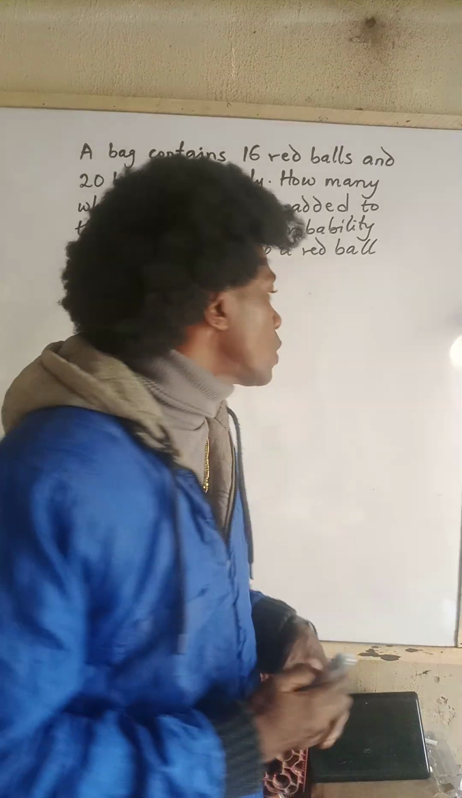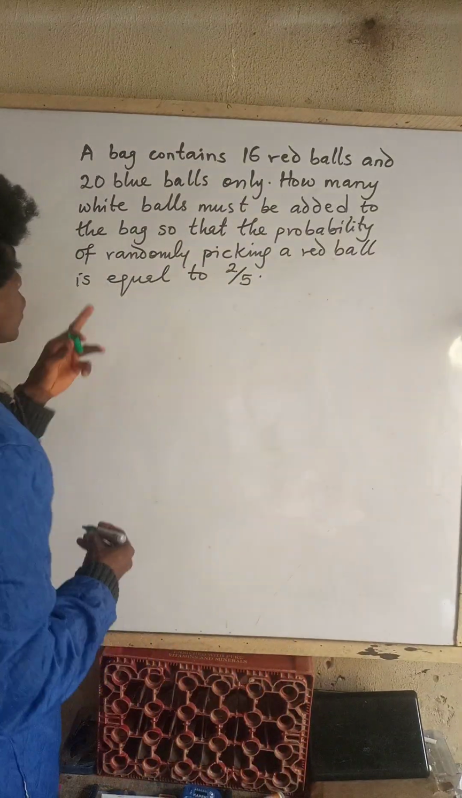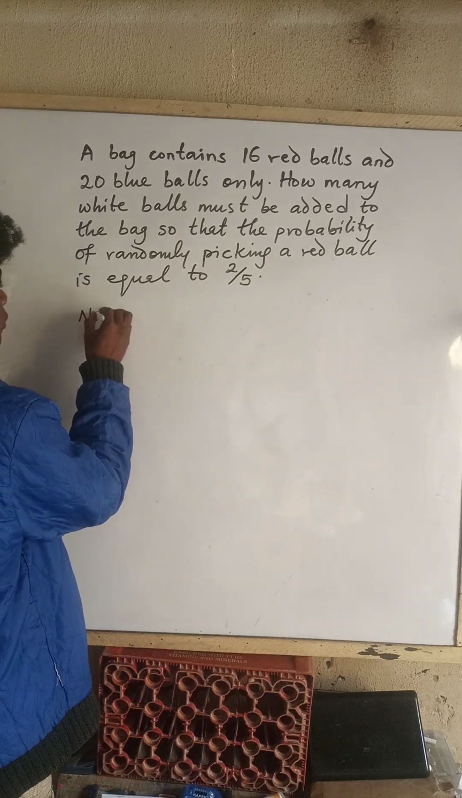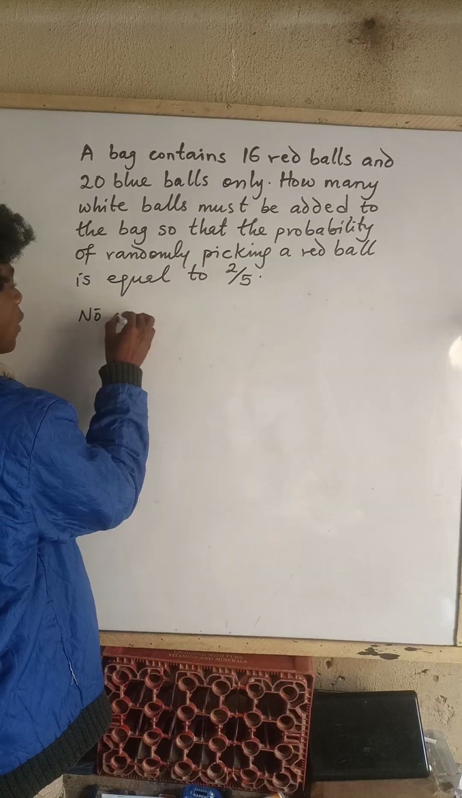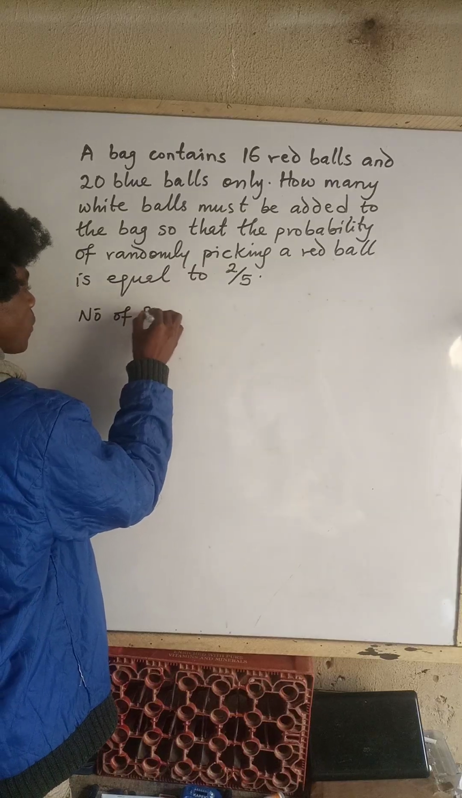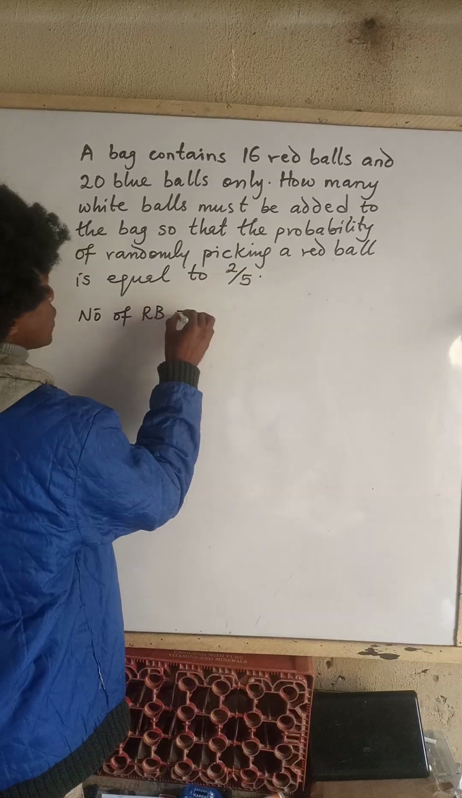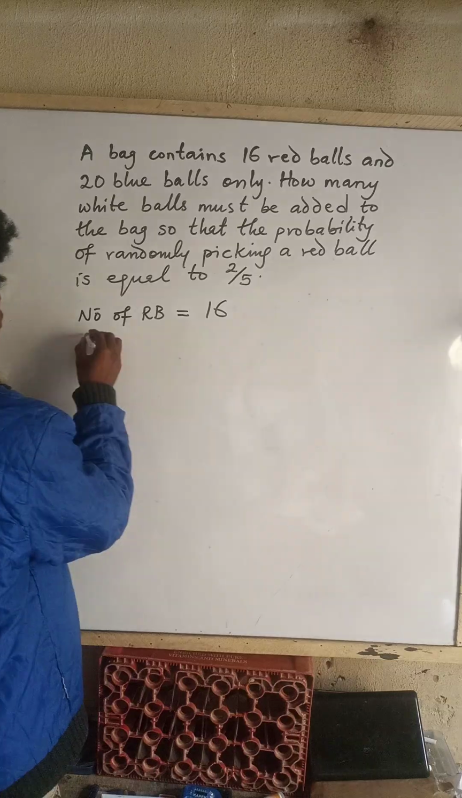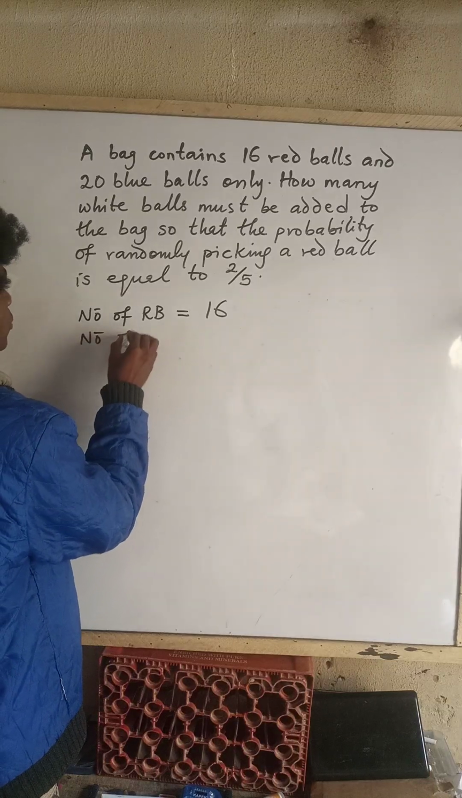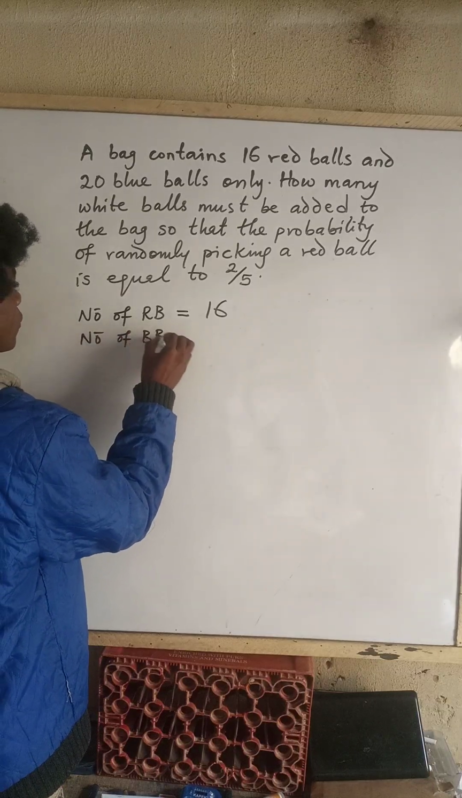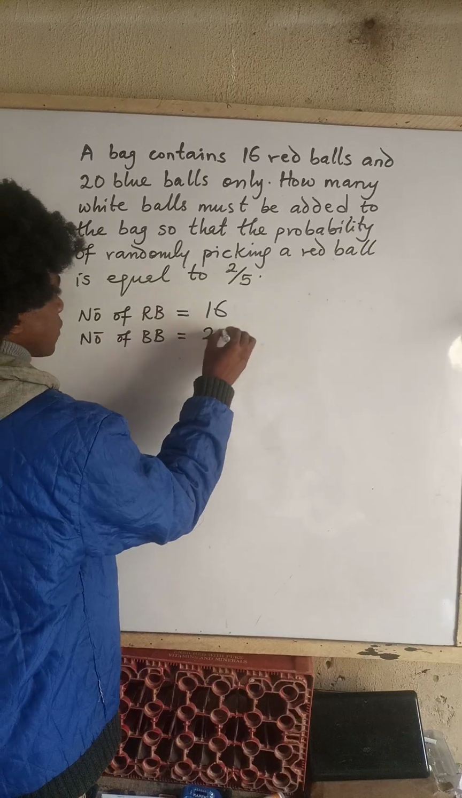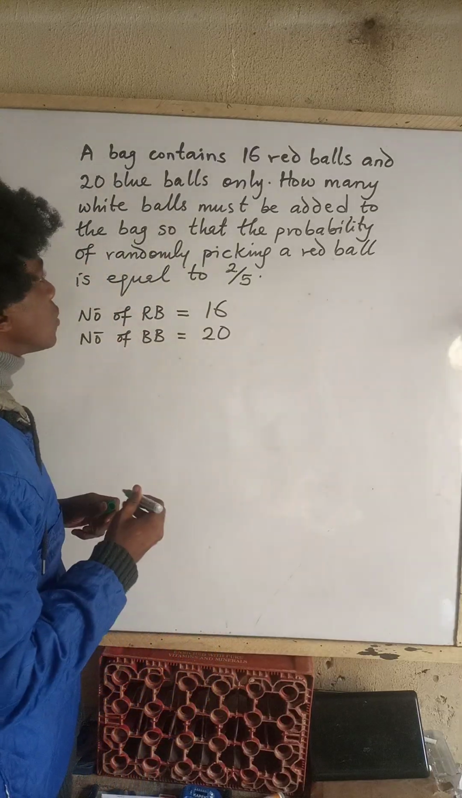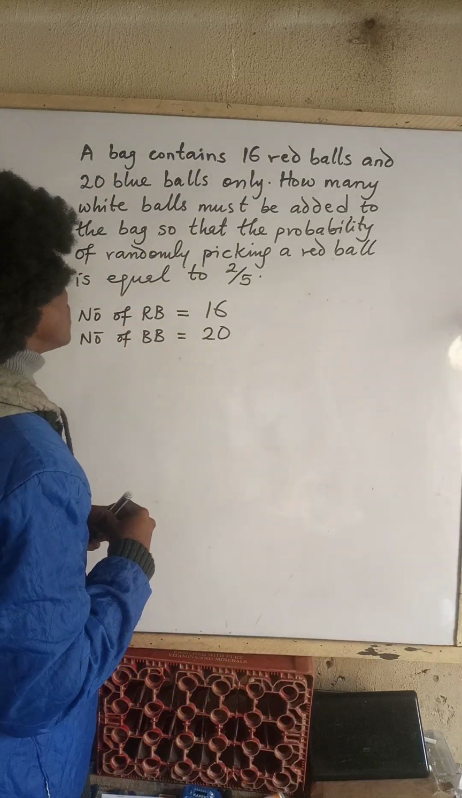Now back to the question. The question says a bag contains 16 red. So the number of red balls is 16, and the number of blue balls we have is 20.